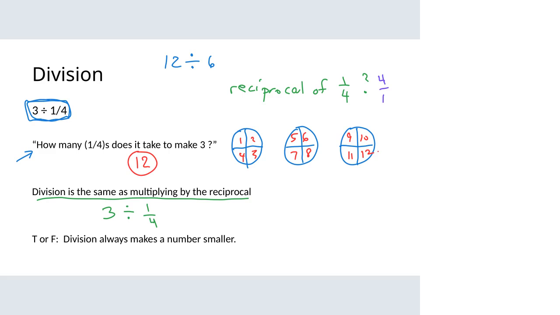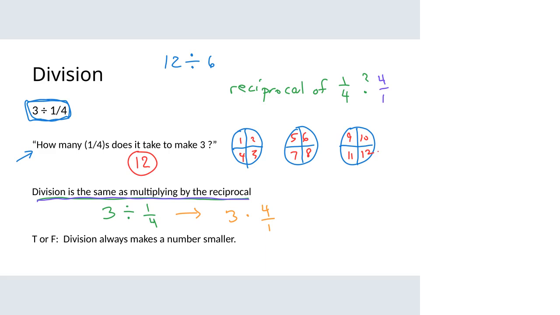So down here, division is the same as multiplying by the reciprocal. So instead of dividing by 1/4, what we're going to do instead is multiply by 4/1. So we're going to change this problem to 3 multiplied by 4/1, or just 4. That's fine, Courtney. And so what I've got now is I want to multiply these.